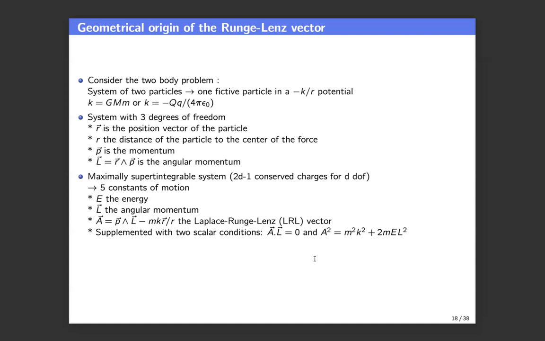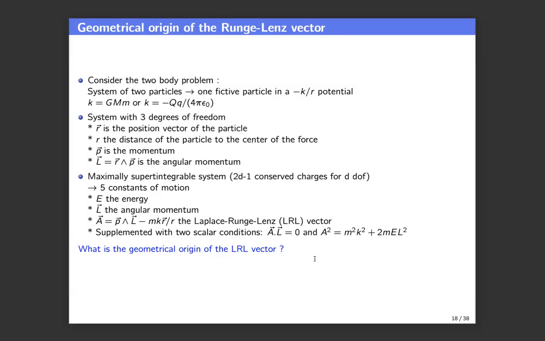The point is that out of all these quantities, you have only 5 constants of motion because this is supplemented with 2 scalar conditions, okay? So A is orthogonal to L and A squared is related to L squared, like this. Now the question is, what is the geometrical origin of the Laplace-Runge-Lenz vector? I don't know if you have already seen this.